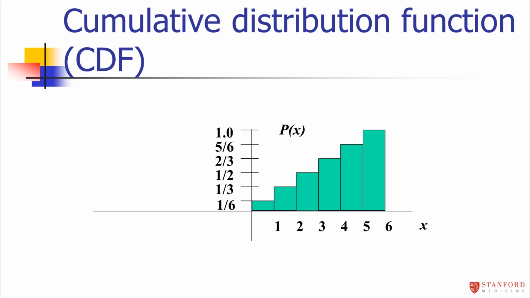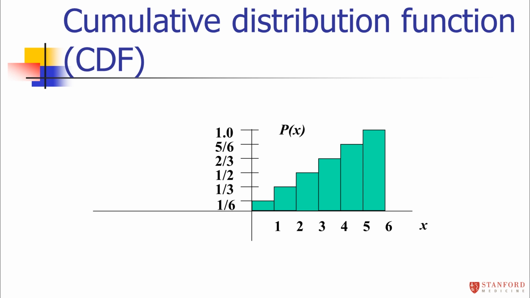So here's that same example of rolling a die presented as a cumulative distribution function. So now we're not talking about the probability of getting exactly 1, but the probability of getting 1 or less, which is 1/6. The probability of getting 2 or less is 2/6. The probability of getting 3 or less is 3/6. And then all the way up to the probability of getting 6 or less is 100%, because when you roll the die, you have to get 6 or less.